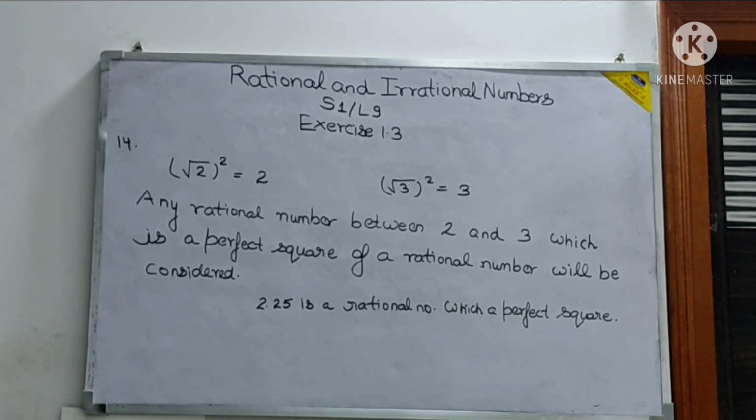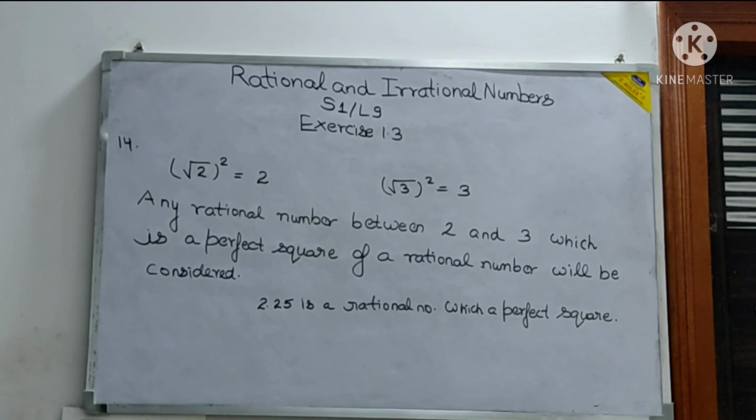So suppose the question says that you have to put a perfect square. Your 15 squared is how much? 225. Then 16 squared is what? 256. Okay, 17 squared is 289. And 18 squared is 18 into 18, 324. So these all can be expressed.